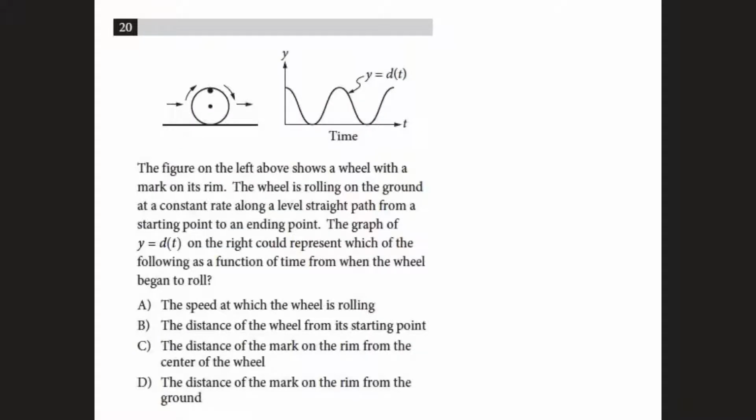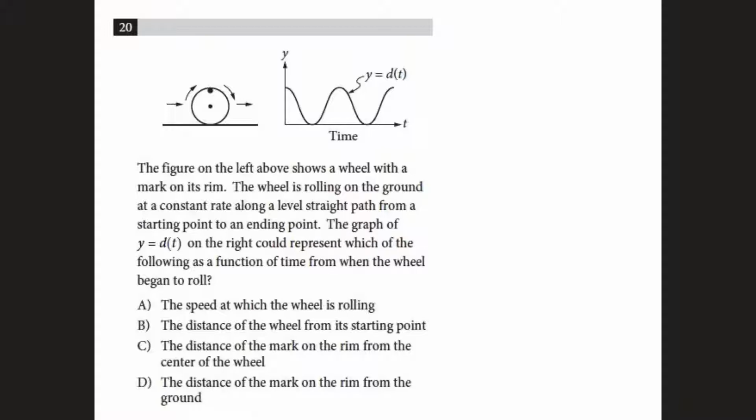All right, 20. The figure on the graph on the left above shows a wheel with a mark on its rim. The wheel is rolling on the ground at a constant rate along a level, straight path from a starting point to an ending point. The graph of y equals d of t on the right could represent which of the following as a function of time from when the wheel began to roll? Okay. A, the speed at which the wheel is rolling.